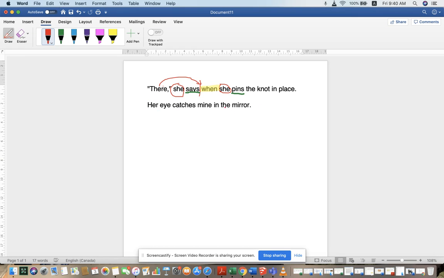And then we have our next subject and predicate. We have "her eye catches mine in the mirror." So be careful with circling "her." Notice that "her" answers the question, whose eye? So "eye," in this case, is the subject. And if we're right, the next word over is the predicate, and there's our predicate, "catches."